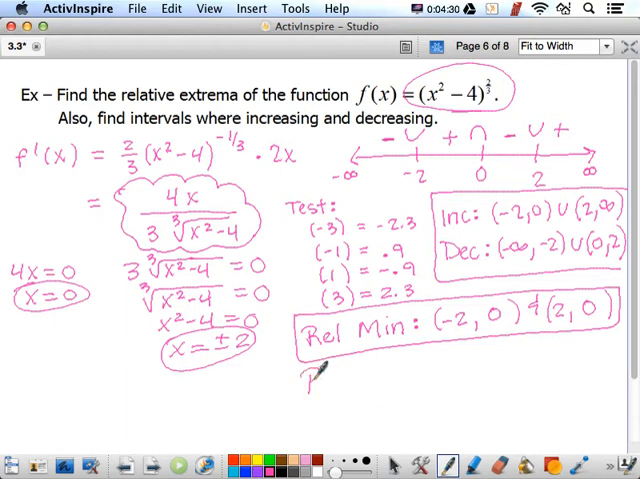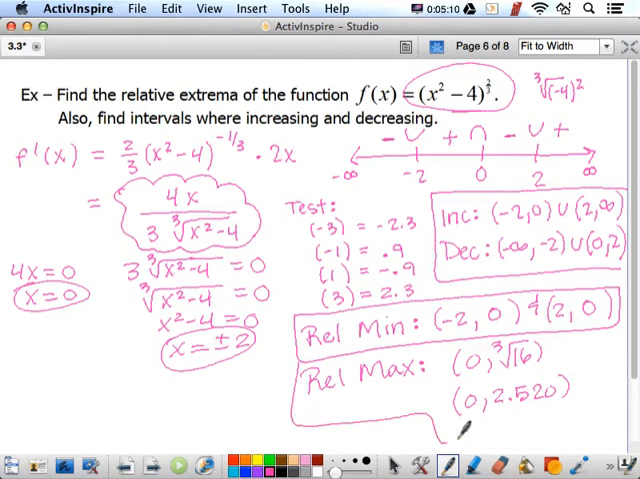And then for our relative max, it looks like we only have one at 0, comma something. If I plug it in and get the exact, I have -4 to the 2/3 power, which would be the cube root of -4 squared. So the cube root of 16, right? Or if you want to give that as a decimal, what do you get? 2.520. And that's how we find relative max and mins.